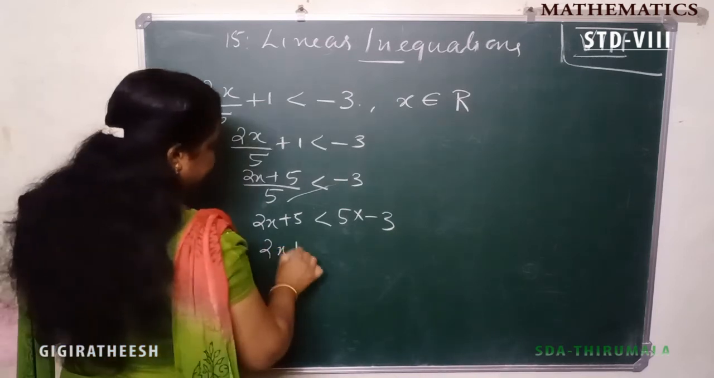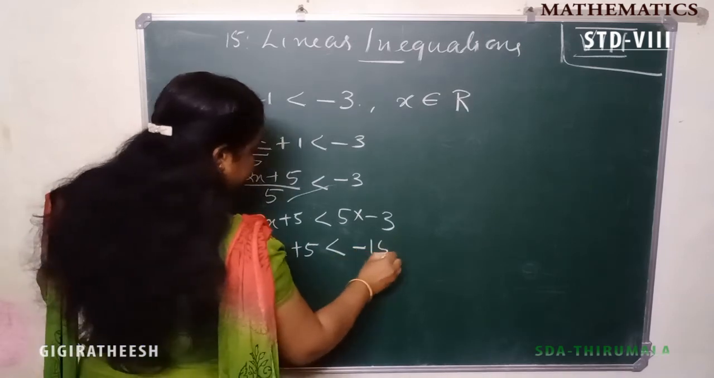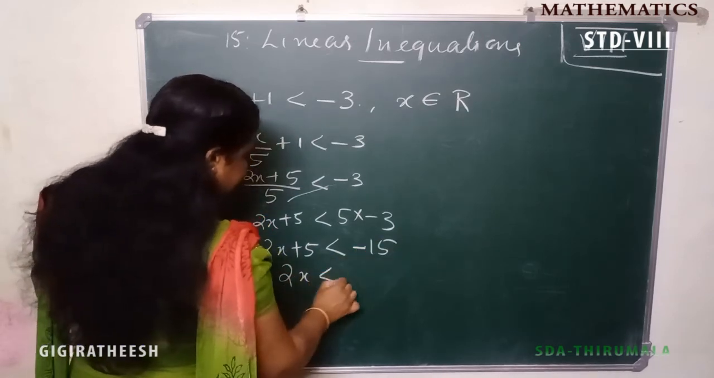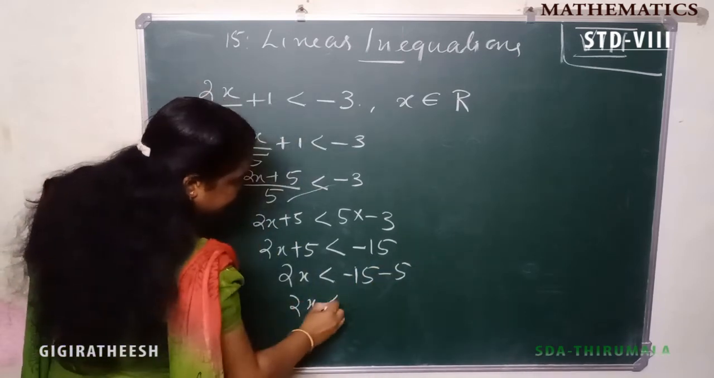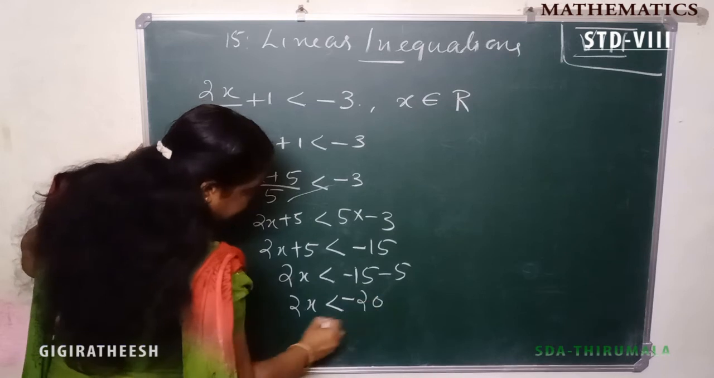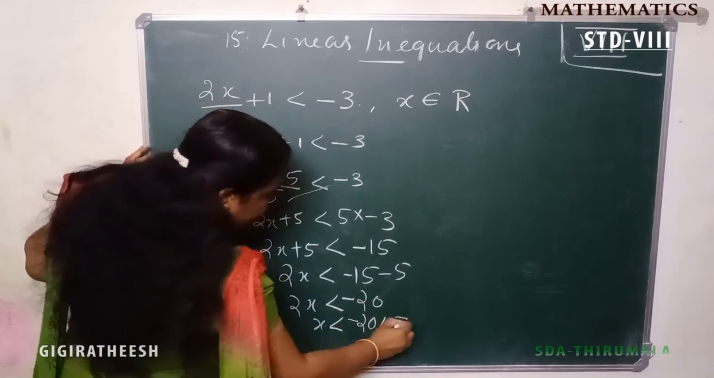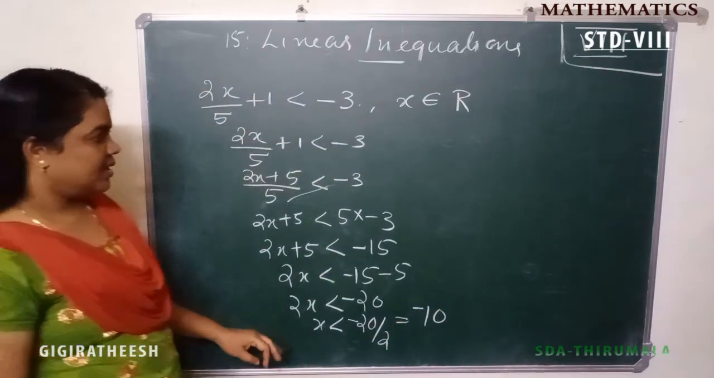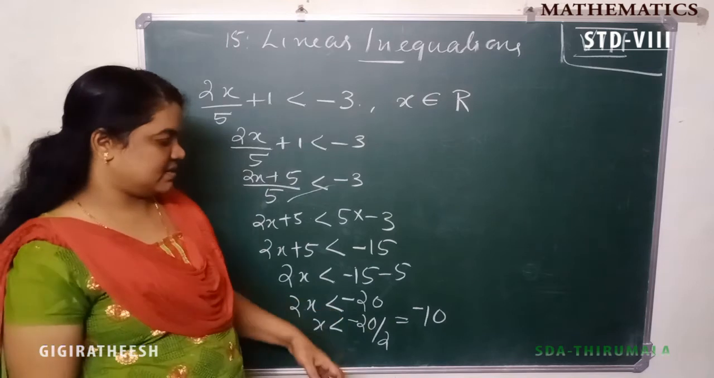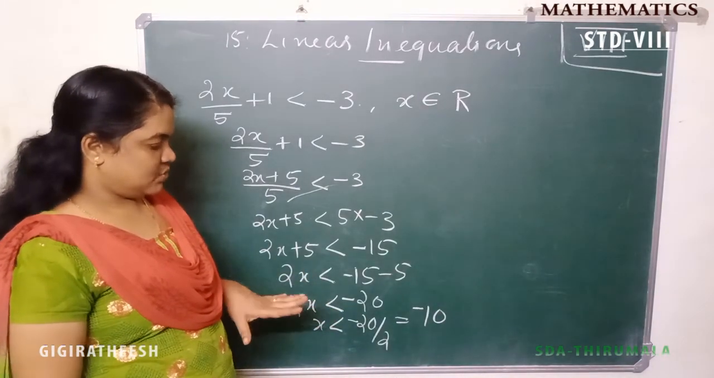2x plus 5 less than minus 15, and then 2x less than minus 15 minus 5, that is 2x less than minus 20, x less than minus 20 by 2, which is minus 10. x less than minus 10, that is the value, and the solution set is less than minus 10, that is minus 11, minus 12, minus 13, etc.